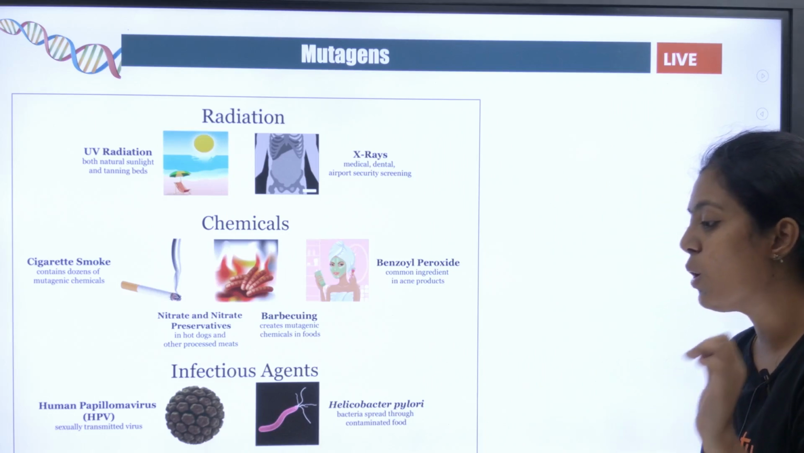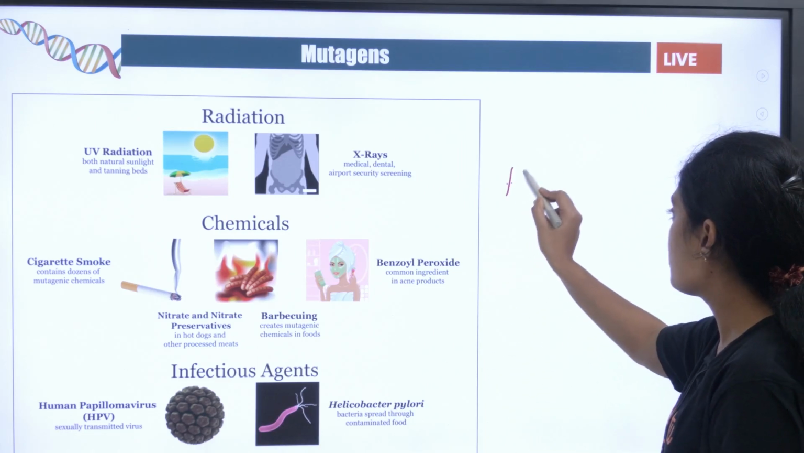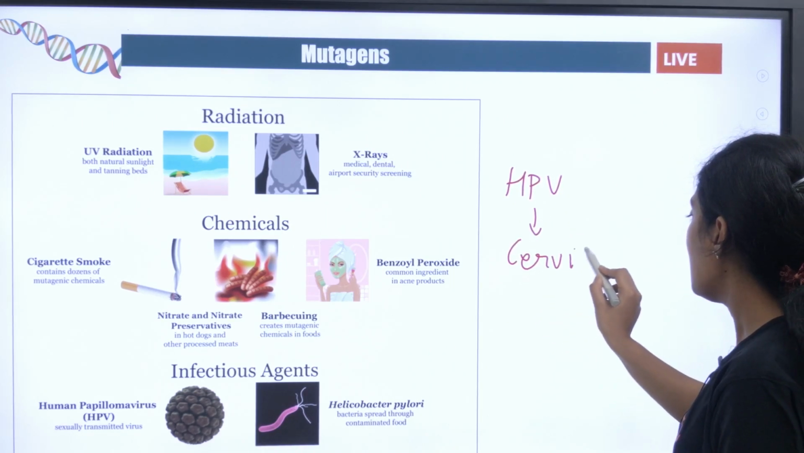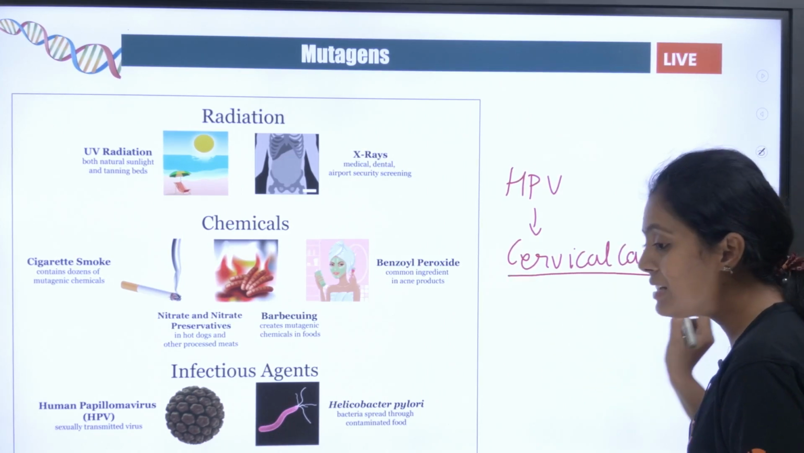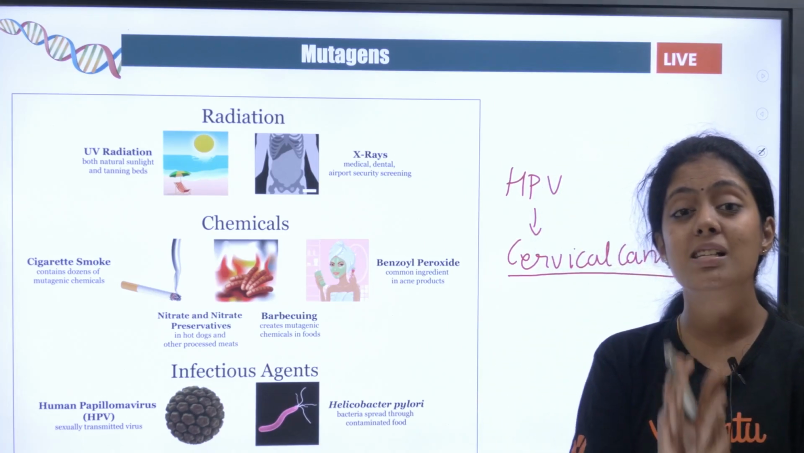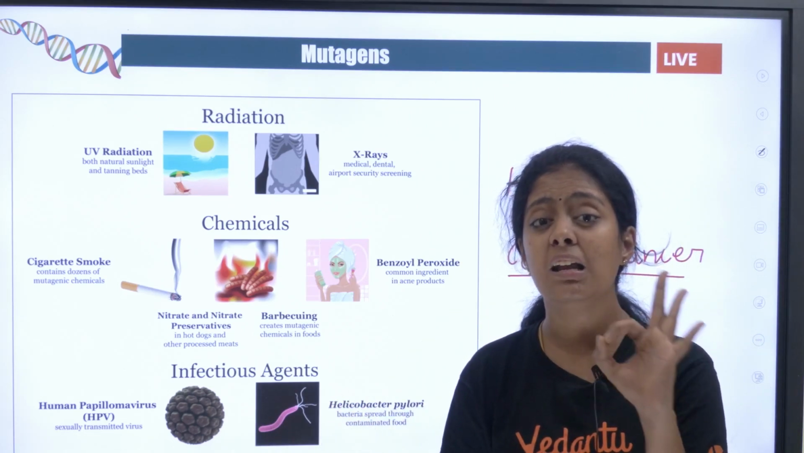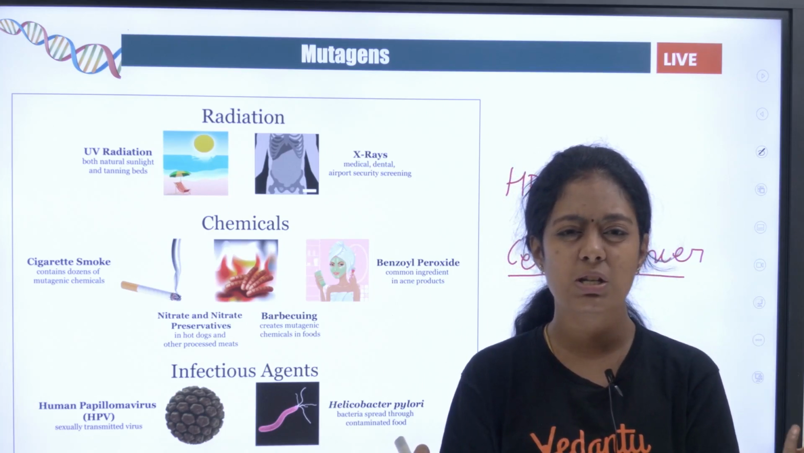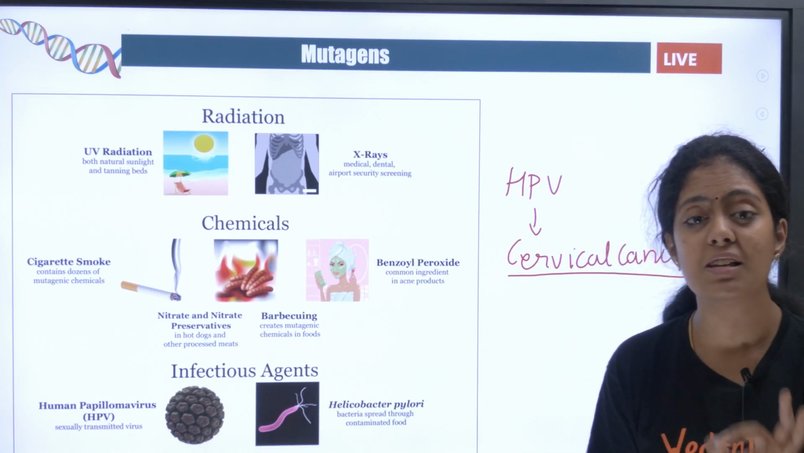Other than that, we also have infectious agents like human papilloma virus, HPV, and this HPV virus causes cervical cancer. Recently, a few months ago, they discovered a vaccine for this cervical cancer, which is given free in all the government hospitals. Even in private it's not so expensive, 350 to 400. This cervical cancer affects the cervix of women.